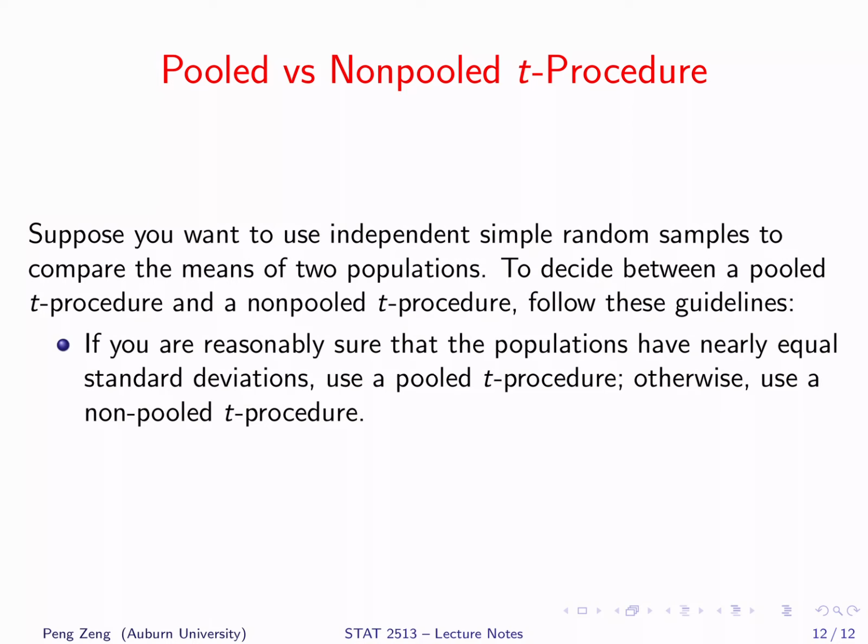If the population standard deviations are not equal, we have no choice and we need to apply the non-pooled procedures. As a summary, if you are reasonably sure that the populations have nearly equal standard deviations, use a pooled t procedure. Otherwise, use a non-pooled t procedure.